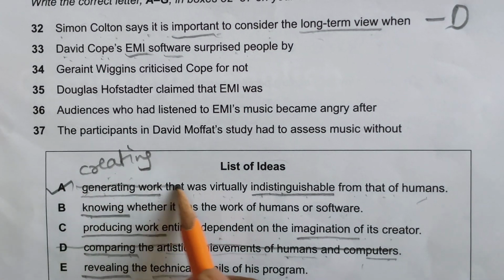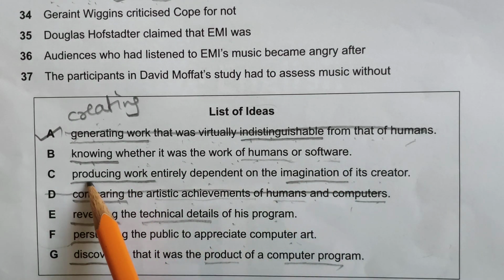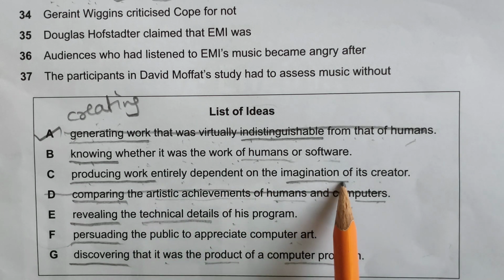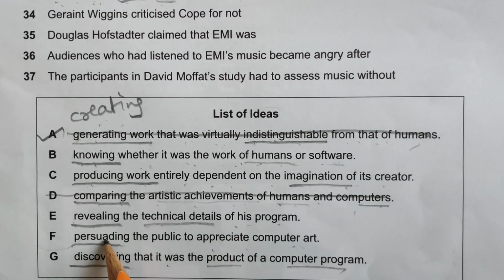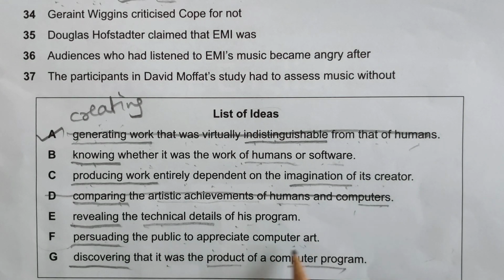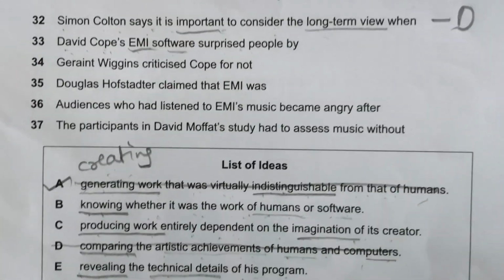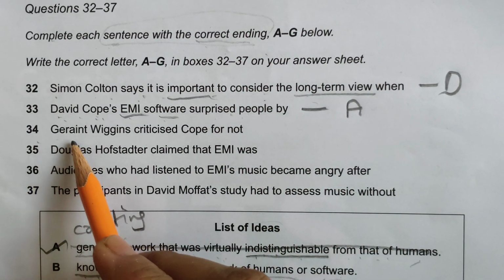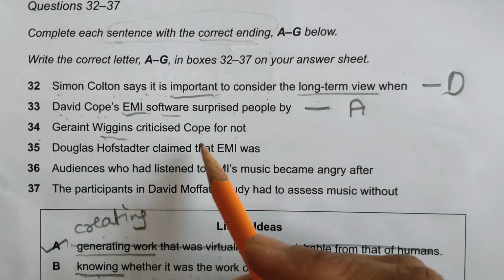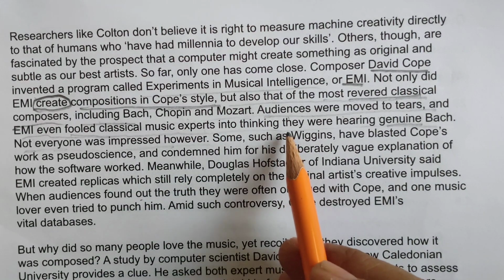Okay, but let's read the other options also. Knowing whether it was the work of human or software. No. Producing work entirely dependent on the imagination of its creator. No. Revealing the technical details of his program. No. Persuading the public to appreciate computer art. No. Discovering it was the product. No. So it means A is the perfect answer for 33. Let's read the next one, 34. Geraint Wiggins criticized Cope for not. Wiggins. Let's read it. Where is Wiggins?